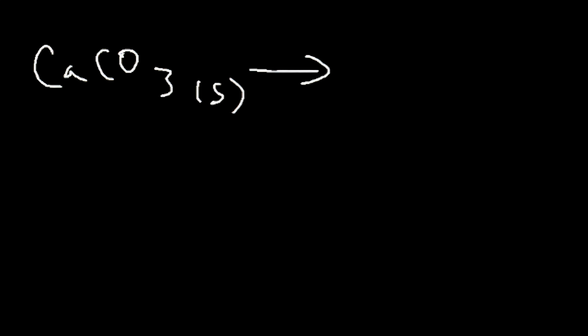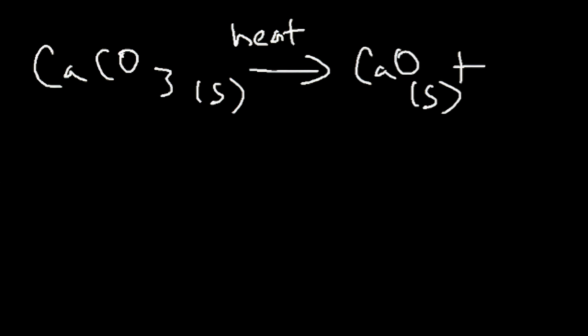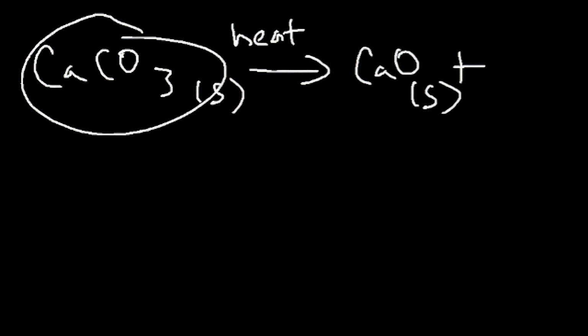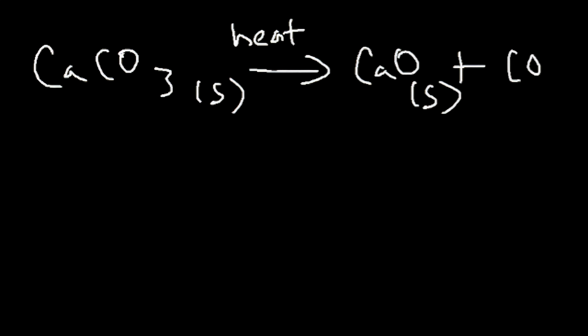Now let's say you have calcium carbonate, and you add heat to it. Metal carbonates decompose when you add heat. This is going to turn into calcium oxide, and it's going to release a volatile component that is contained in calcium carbonate. That volatile component is carbon dioxide gas. Whenever you add heat, if a gas can escape, it will escape.